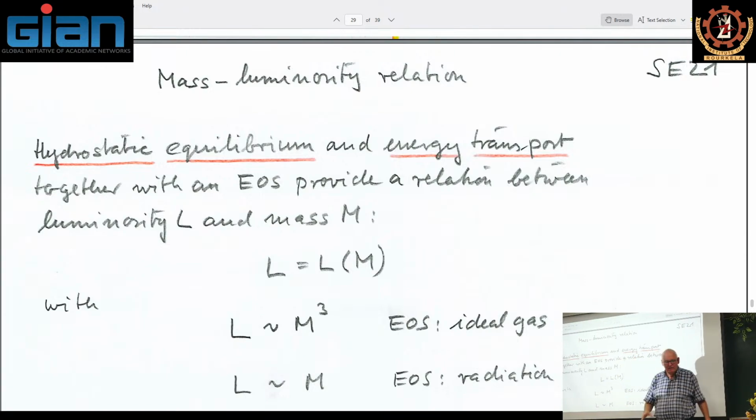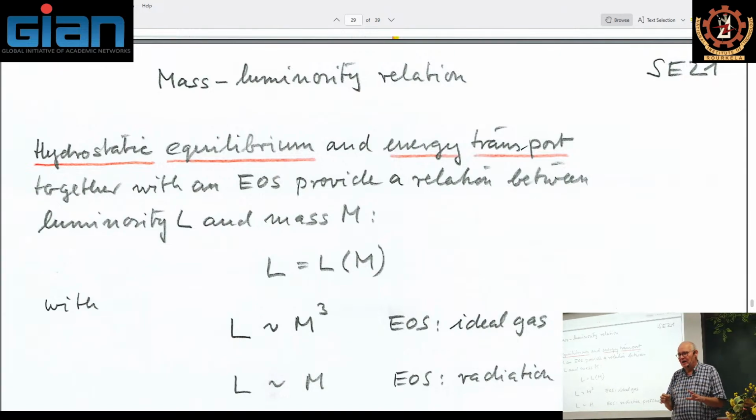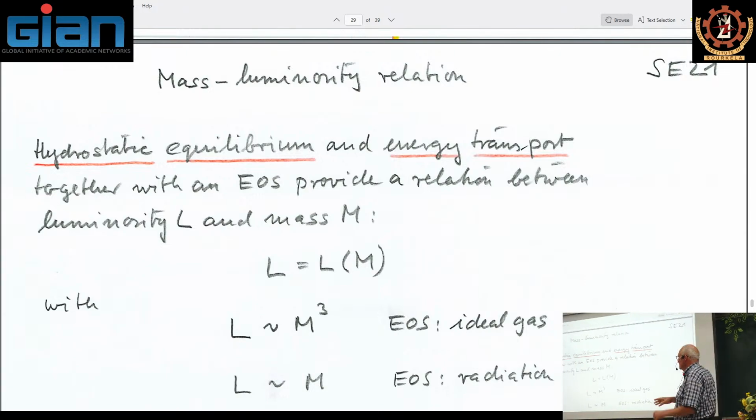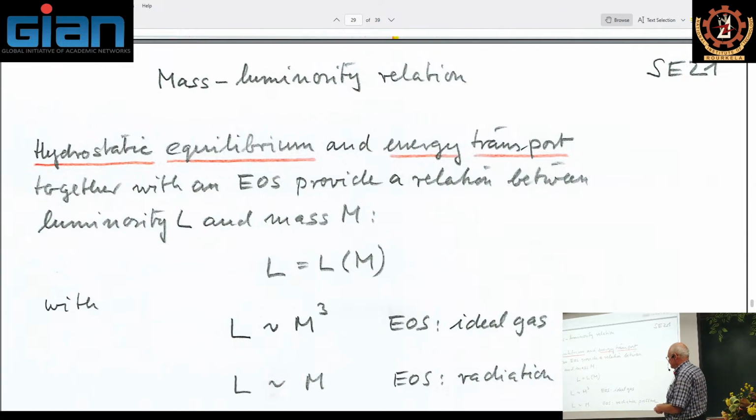That means L, the luminosity, is fixed or determined by the mass only. There are no other parameters apart from opacity. There are minor effects, but among the main physical parameters of the star, there is only the mass left as a parameter for the luminosity. So the star's luminosity is completely determined by its mass. If you have a star of a certain mass, you know it has to radiate at the rate which is prescribed by the mass-luminosity relation.